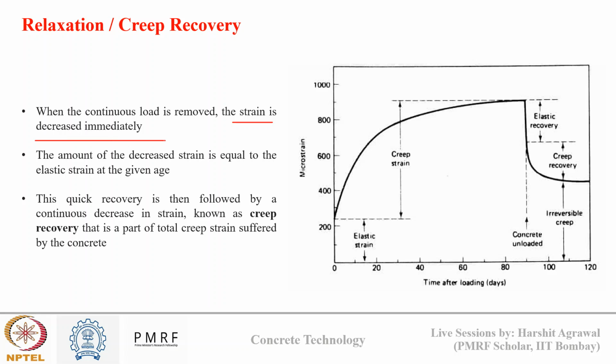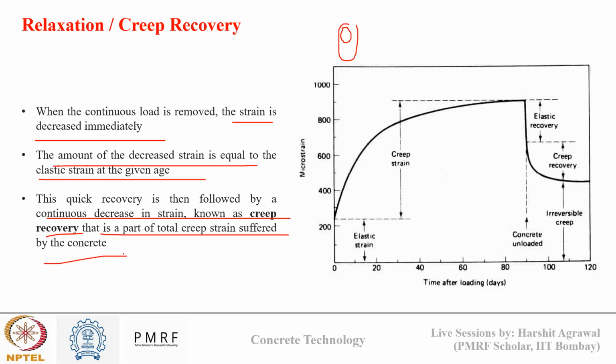The amount of decreased strain is equal to the elastic strain at a given age. So at a given age, whatever the elastic strain in my concrete is, only that much strain will be recovered. This quick recovery is then followed by a continuous decrease in strain, which is known as creep recovery. That is a part of the total strain suffered by the concrete.